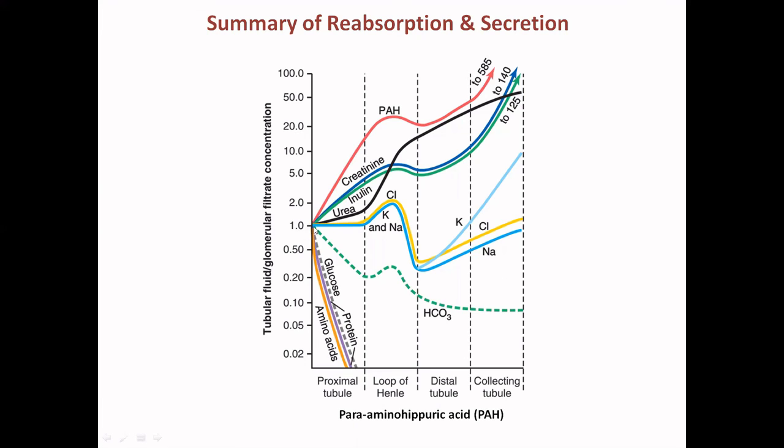And the bicarbonate is almost 90% reabsorbed. So in the urine, there is only 10% of the bicarbonate that was found in the glomerular filtrate. Thank you.